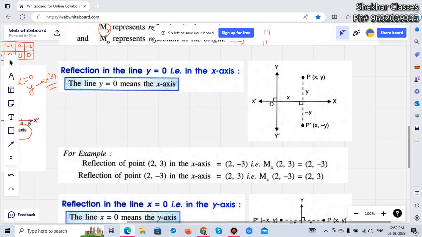So reflection in y is equal to 0 means reflection in the x-axis. Simple. So you have a mirror here. Why is it a mirror? Because this entire line is y is equal to 0. So when you reflect, if you keep the object here at a distance y, where is the image formed? Here, right?